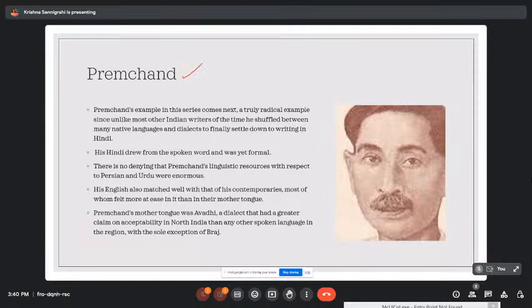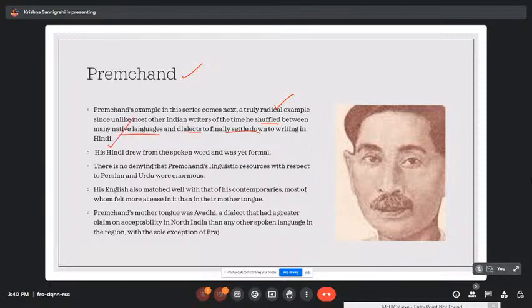So his is an example in this series that comes next. He was a truly radical example, since, unlike most other Indian writers of the time, he shuffled between many native languages and dialects, and finally settled down to writing in Hindi.